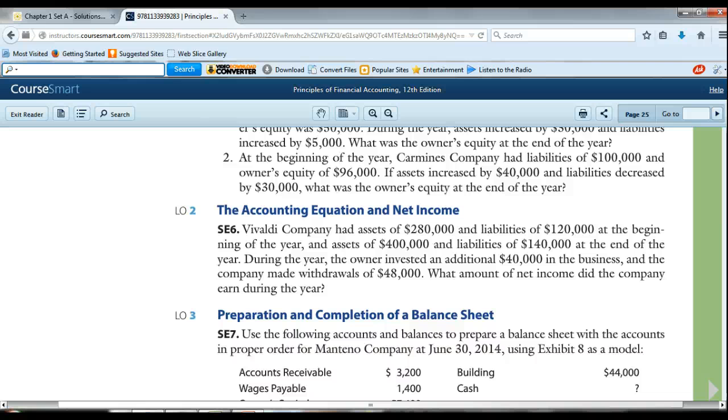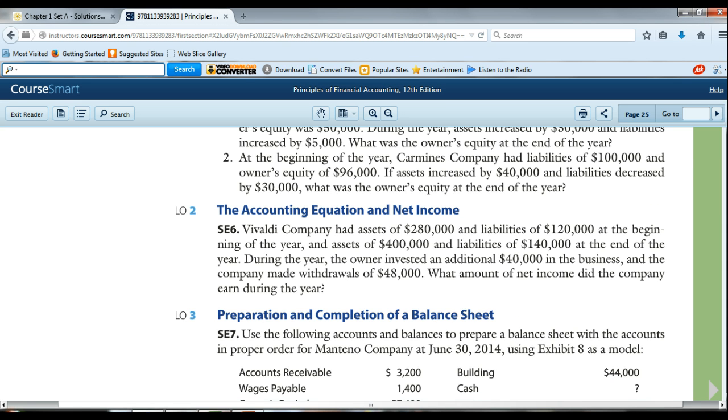$160,000. The assets at the end of the year were $400,000 and liabilities of $140,000 at the end of the year. So what would that make our owner's equity at the end of the year? $260,000? Okay, so we have the beginning owner's equity, and we have the ending owner's equity, don't we?